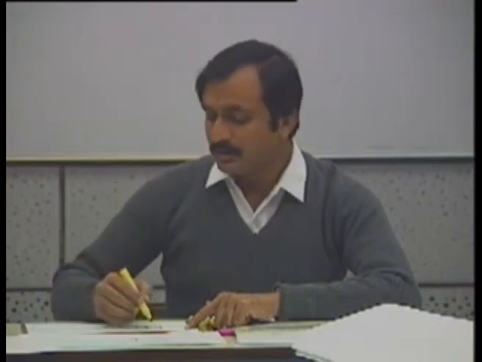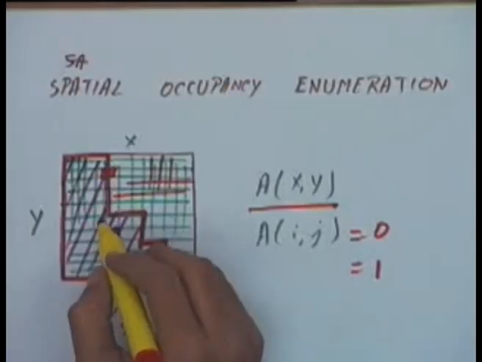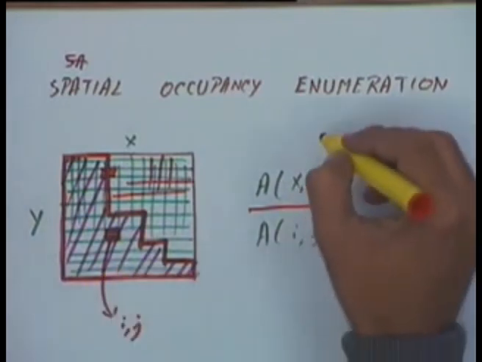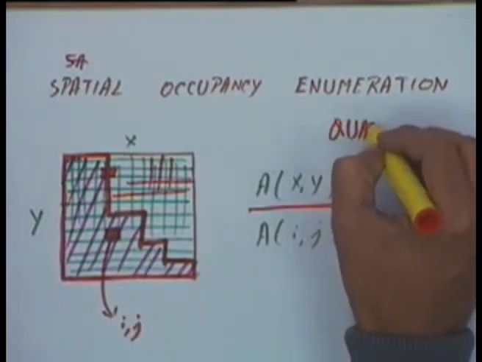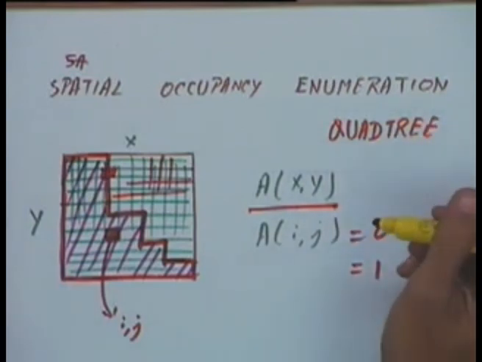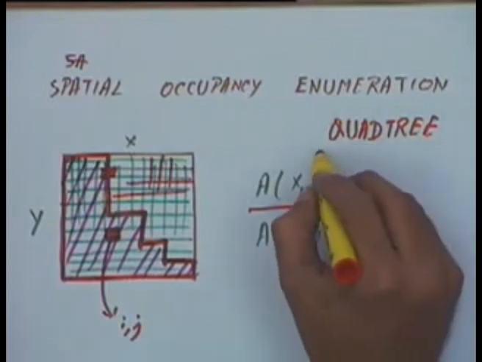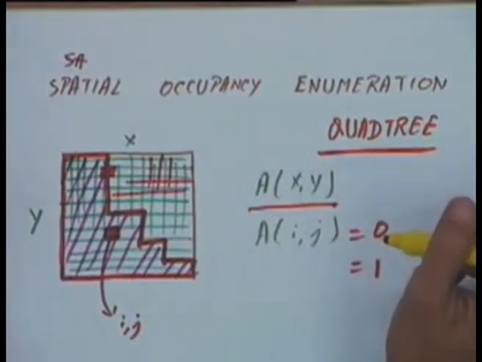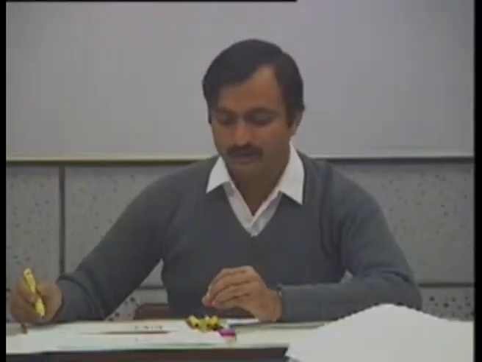In order to take care of that, we use a method which is normally referred to as either a quad tree in 2 dimensions or an octree in 3 dimensions. What we'll do in the next class is see what a quad tree and an octree are, and how they are used for representing solids. We'll see that in the next class.